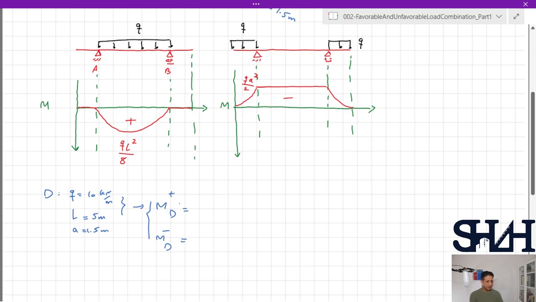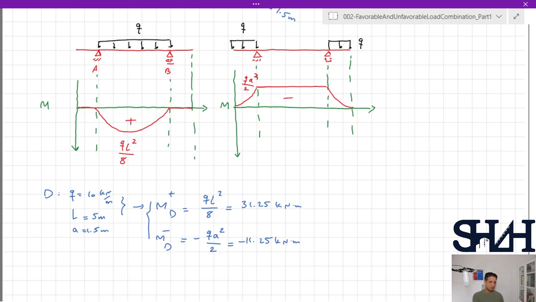As a result, the positive bending moment in the midspan will be QL squared divided by 8, which will be 10 times 5 to the power of 2 divided by 8, which is 31.25 kN meter. And the other one will be minus QA squared divided by 2, which is 10 times 1.5 to the power of 2 divided by 2, and it will be minus 11.25 kN meter. So if you sum these two values, the resultant will be 20.